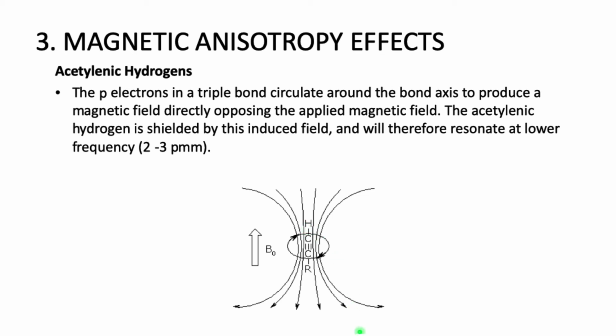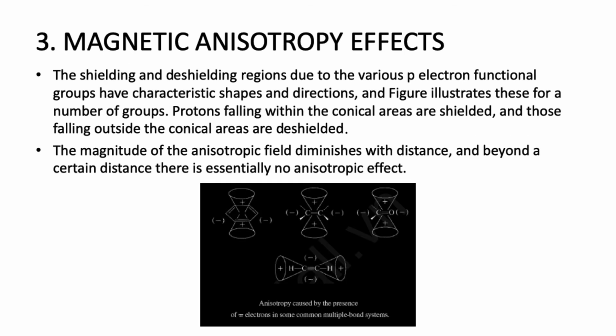The reason for the variation in their appearance is the magnetic anisotropy effect. So I would like to take up the next slide, which has certain images, where I would like to read out this first line before I go to the next point. The shielding and deshielding regions, due to various pi electron functional groups, have characteristic shapes and directions. This is where we study in this NMR spectrum where the sp2 or sp hybridized protons appear.